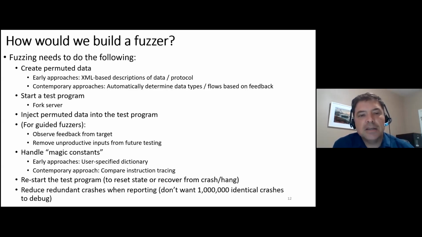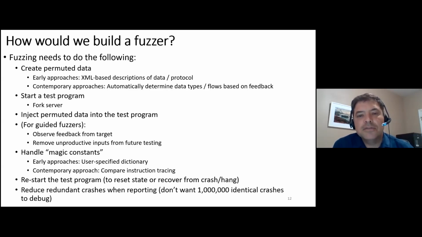If we go back in history, the early approaches, if you think of Peach as one of the early fuzzers, have an XML-like description of the data that you want to fuzz, as well as the protocol. You basically would need to define the data that you want to be fuzzed in a pretty detailed view of what you want the fuzzer to do and how it should do it.